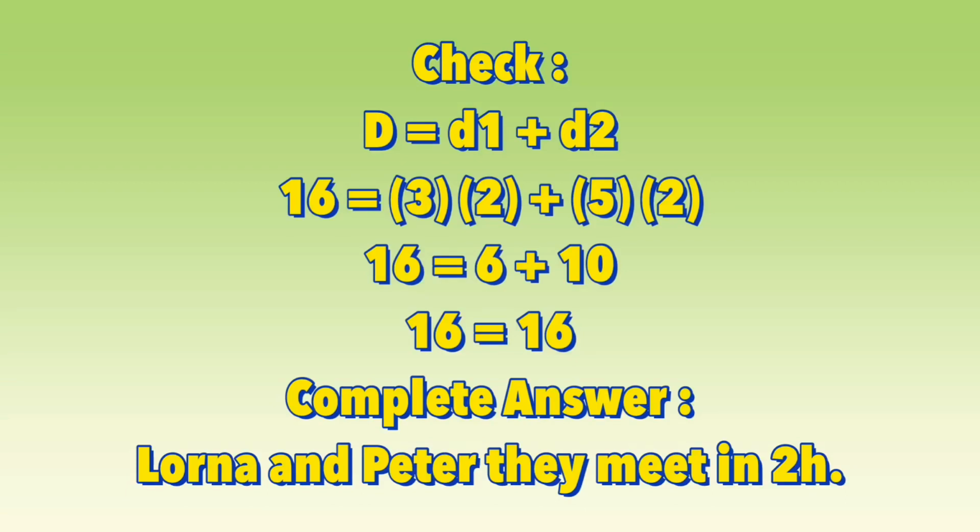So we are going to check: D equals D sub 1 plus D sub 2. 16 equals 3 times 2 plus 5 times 2. 3 times 2 equals 6. 5 times 2 is 10. So 16 equals 6 plus 10, and so it becomes balanced. So therefore our answer is correct. Our complete answer: Lorna and Peter meet in 2 hours.